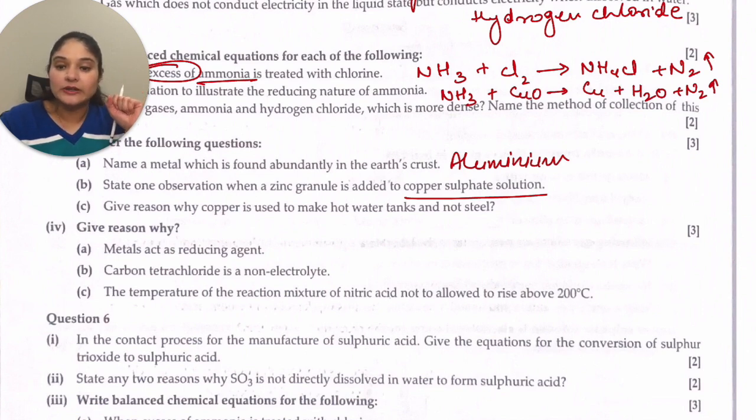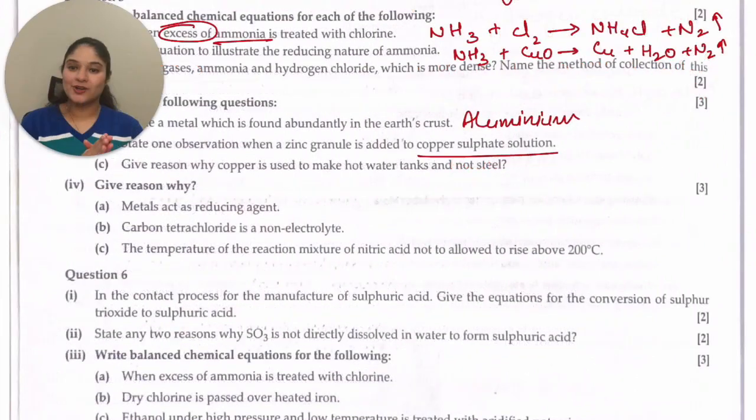Next is, give reason why copper is used to make hot water tanks and not steel. So this is because copper is a good conductor of heat, whereas steel, it is an alloy and it is not that good at conducting heat. Next, all right students, let's move to the fourth part. This question says, give reasons why.